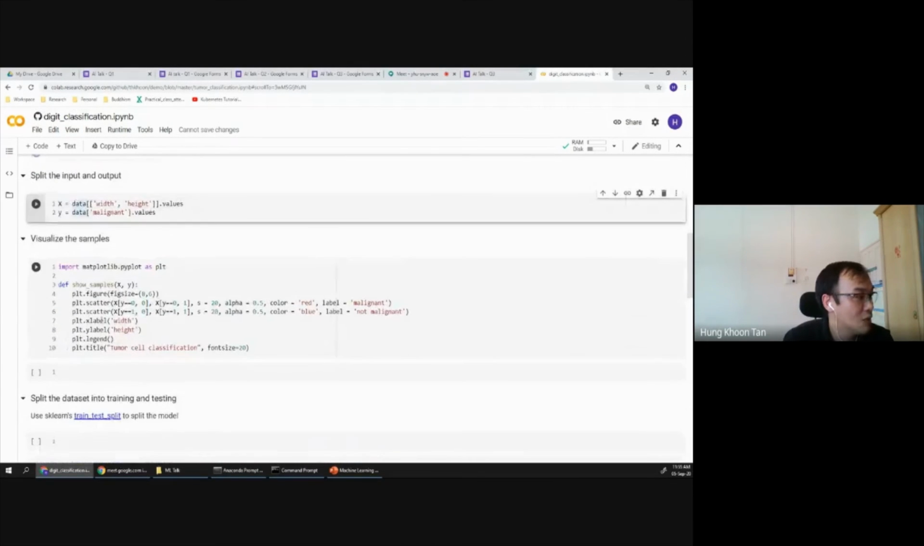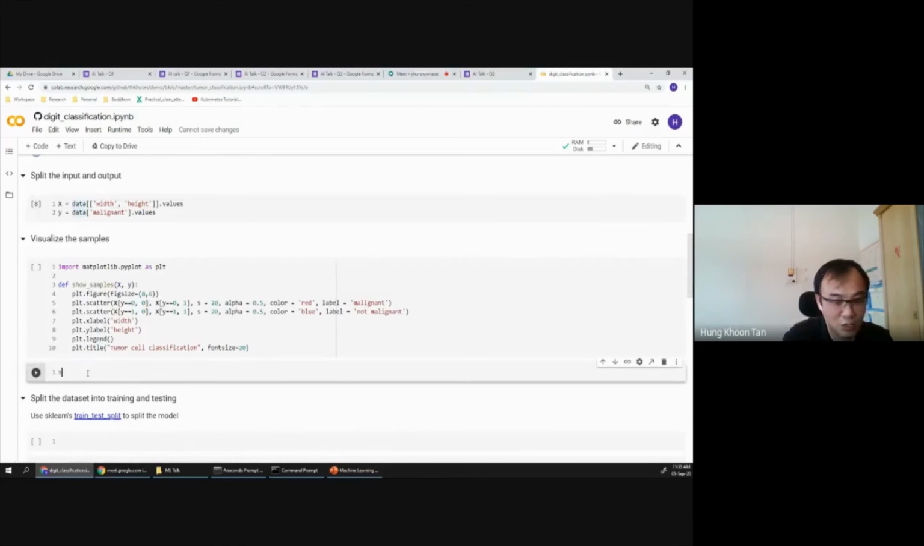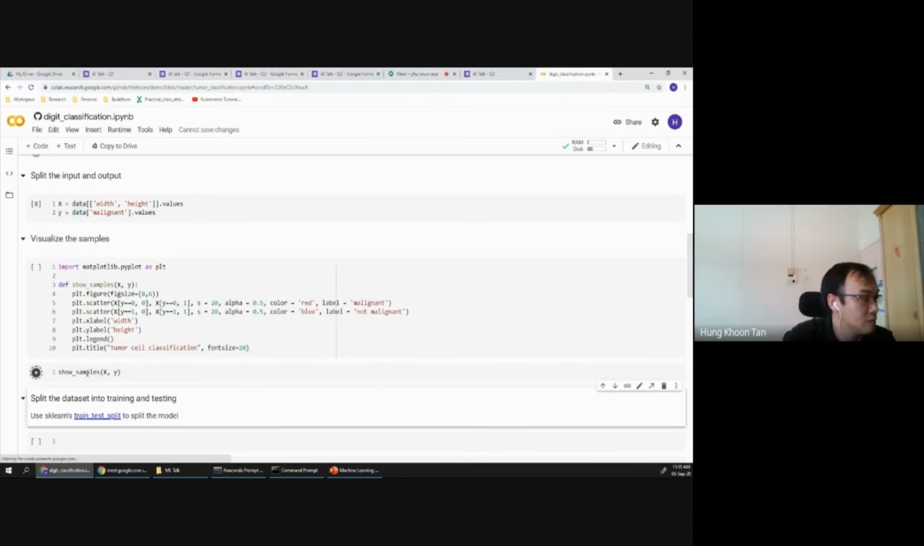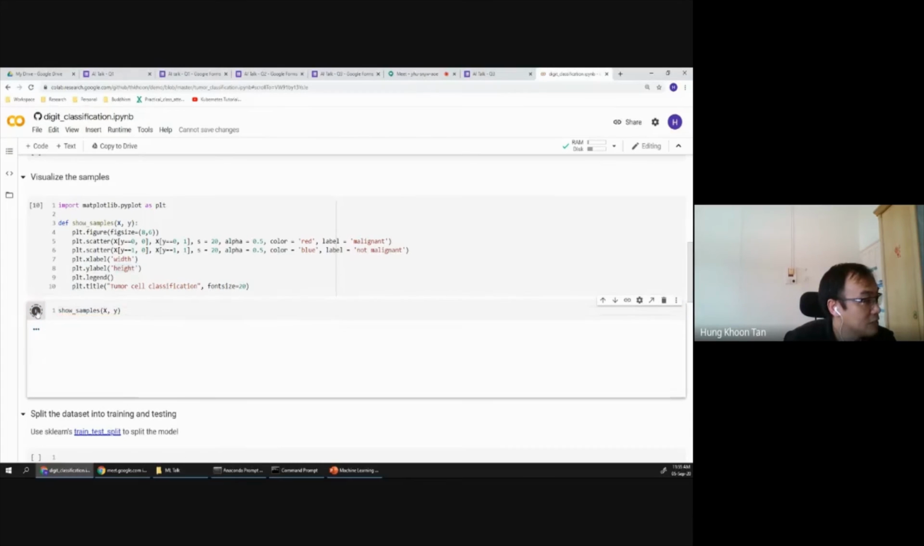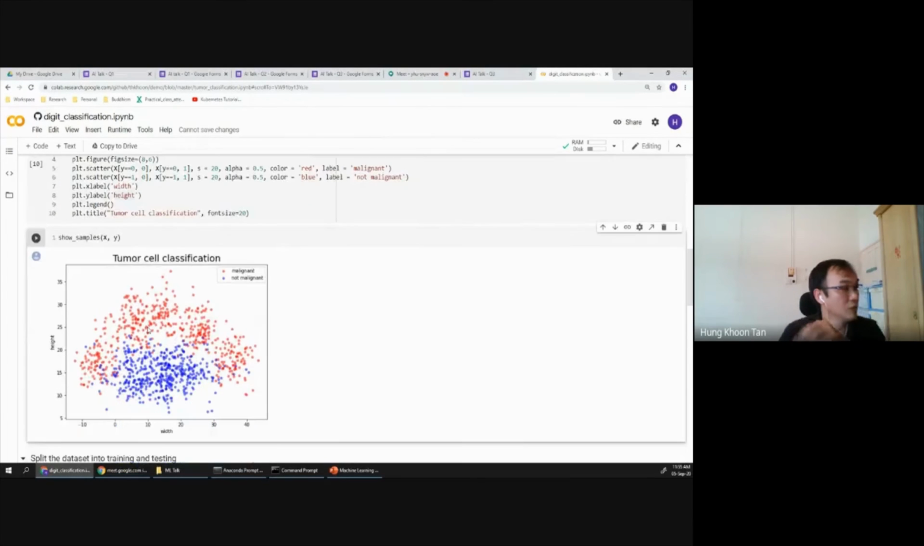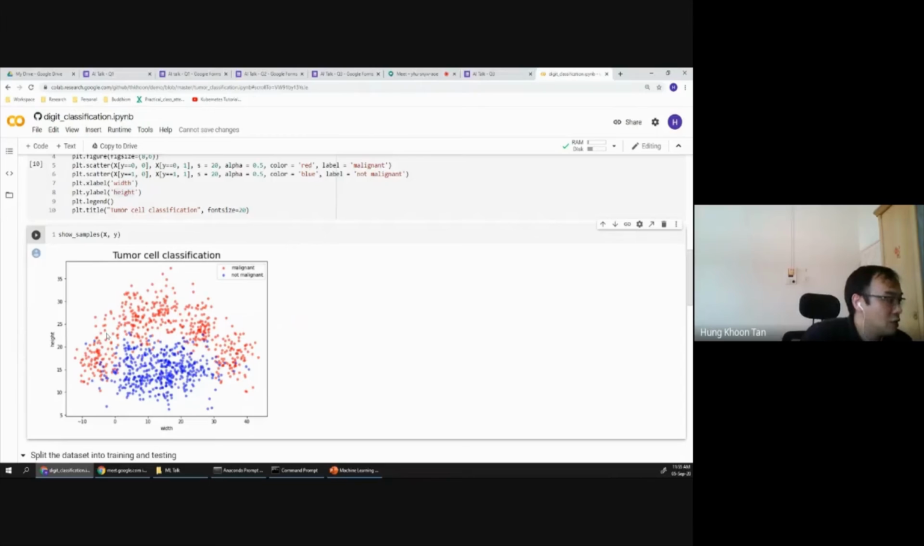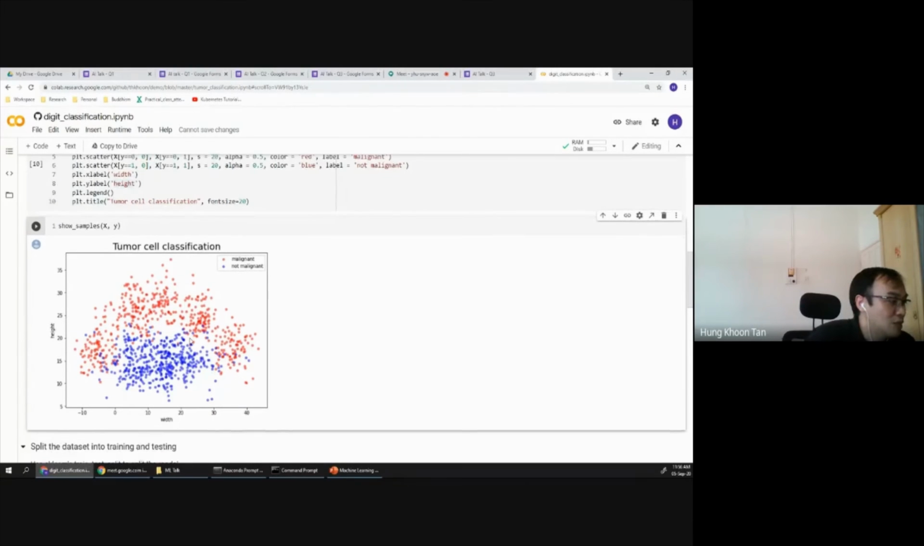Okay, so let's visualize what we have done. I've created this function so that you can show it, show samples x and y. Let me run this, followed by this here. So these are the samples that we have. Each dot here represents one tumor, and the red represents malignant tumors that are dangerous, and the blue dots show the tumors that are not malignant. So our task now is to build a model, using machine learning to perform this classification.